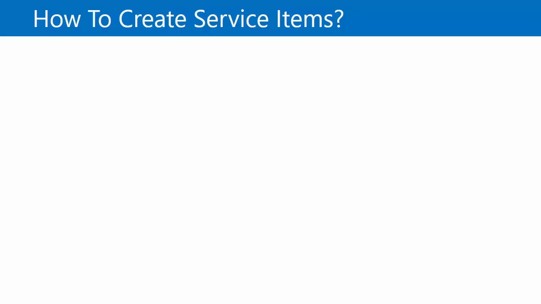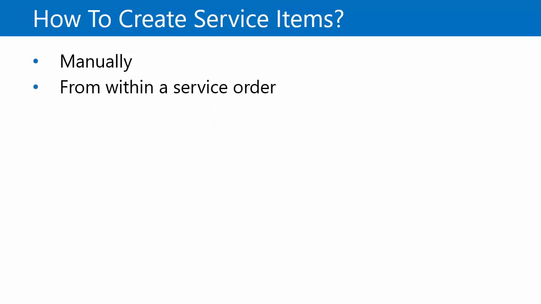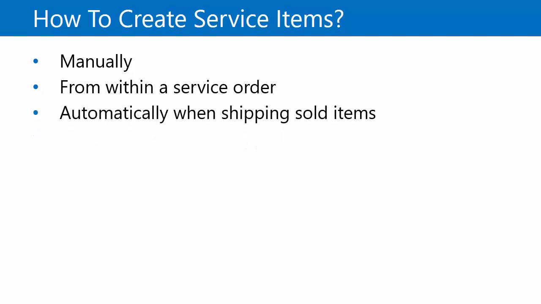Now, how can you create service items? Well, there are three ways to get service items. The first way is you can create them entirely manually. The second way is you can create a service item from within a service order. And thirdly, you can create service items automatically when shipping sold items. But before we explore these three ways of creating service items, let's first have a look at the necessary setup required for service items.